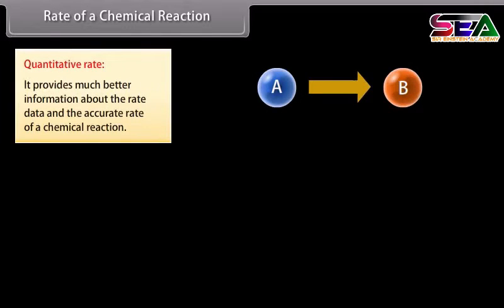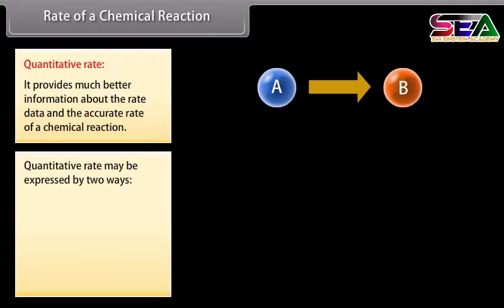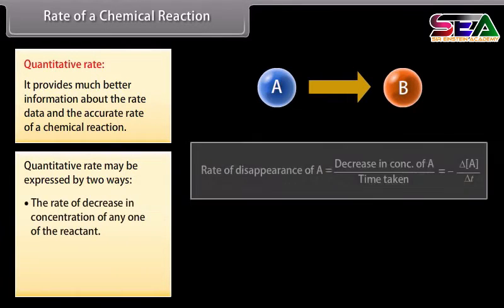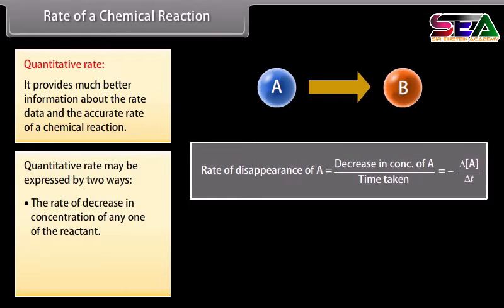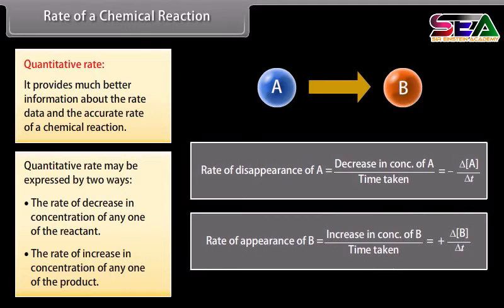Quantitative rate. It provides much better information about the rate data and the accurate rate of a chemical reaction. Quantitative rate may be expressed in two ways. The rate of decrease in concentration of any one of the reactants, the rate of increase in concentration of any one of the products.